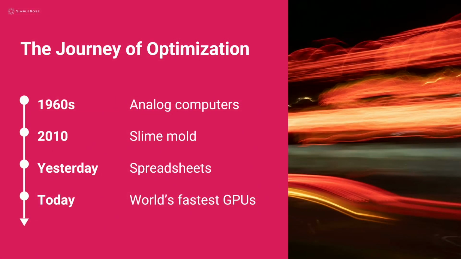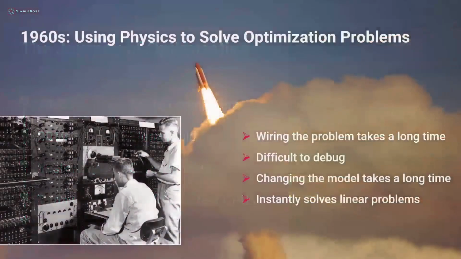So let's talk a little bit about the history of optimization and how people have solved this problem before. One of the things we like to do at Simple Rose is get inspired by the past and try to see if we can make old ideas new again. So we'll start off in the 1960s with analog computers. In the 1960s, NASA was actually trying to figure out rocket trajectories, and they were trying to optimize their pathing to make sure that those rocket trajectories were in an optimal state.